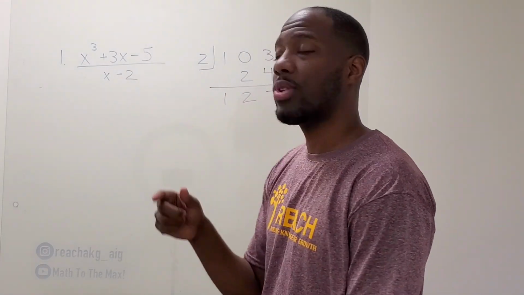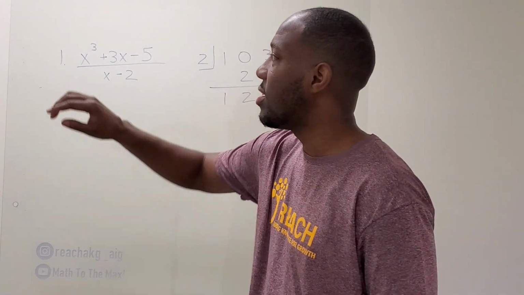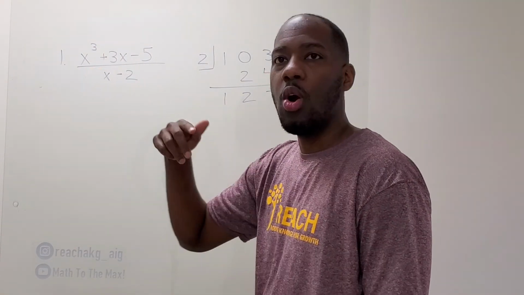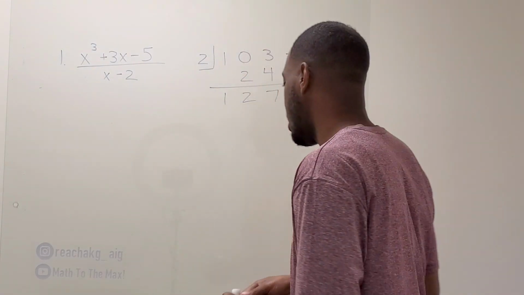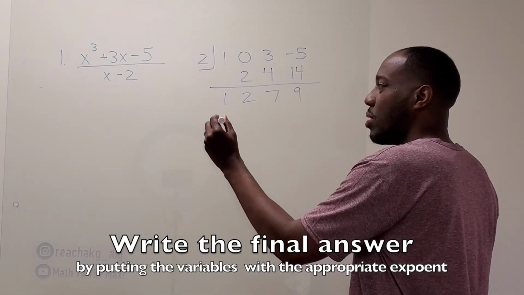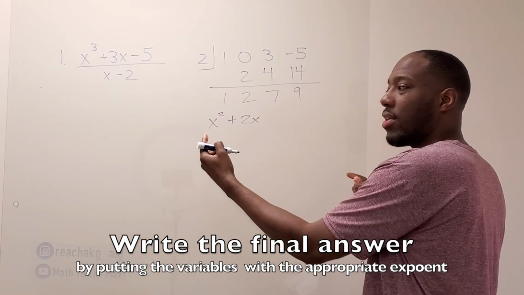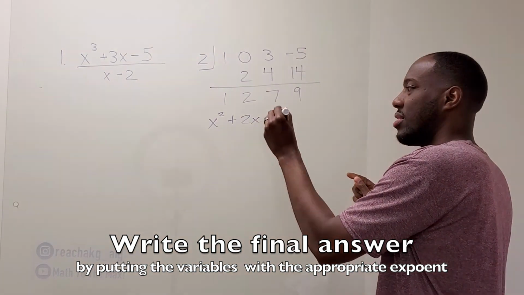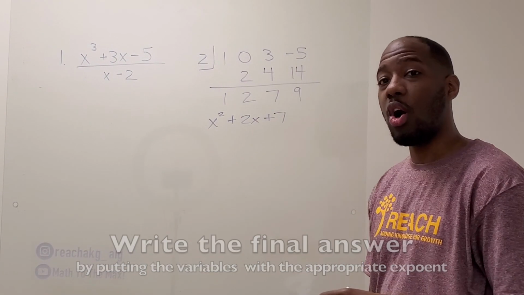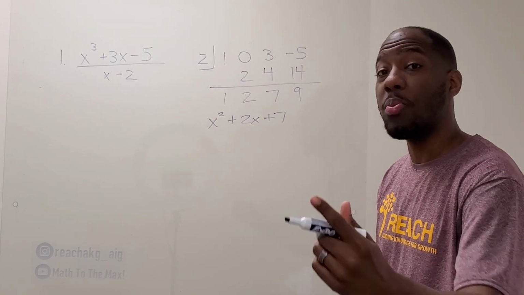So that's why in the notes I said it's going to be 1 degree less than the dividend. So x to the third, what's 1 less than the third? X to the second. So this means our answer is going to be 1x to the second plus 2x, you just go down in descending order, plus 7. And the last number is always called your remainder. So your remainder will be 9.